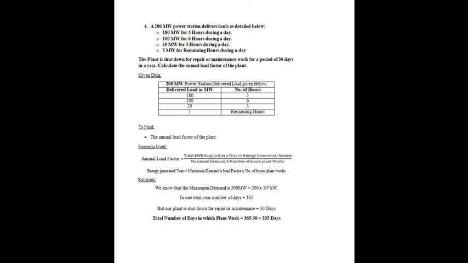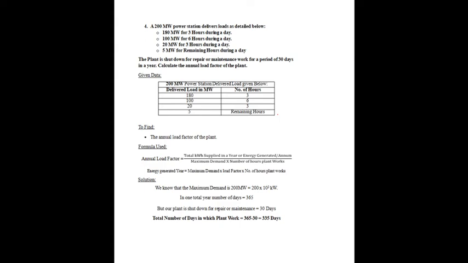This is another question, in this question they have given a 200 megawatt power station delivers load as details below. 180 megawatt for 3 hours during a day, 100 megawatt for 6 hours during a day, 20 megawatt for 3 hours during a day, and 5 megawatt for remaining hours during a day. So the plant is shut down for repair or maintenance work for a period of 30 days in a year. Calculate the annual load factor of the plant.